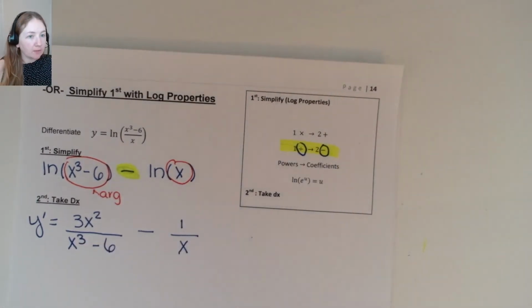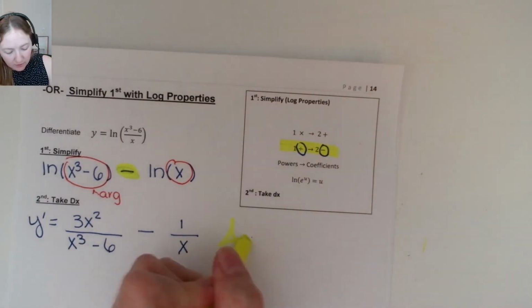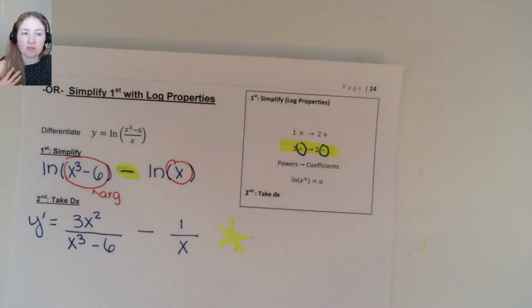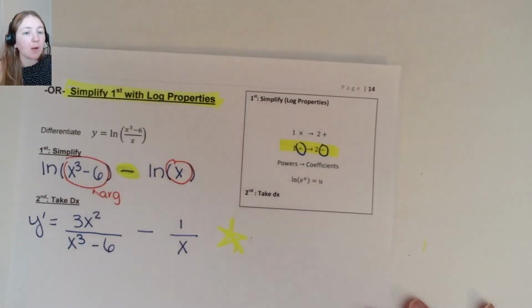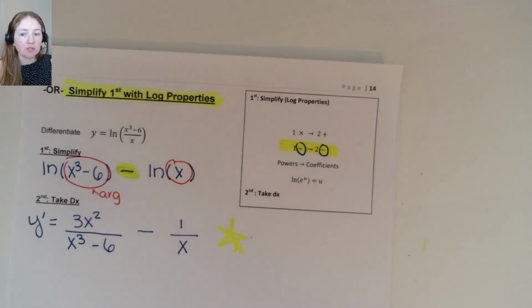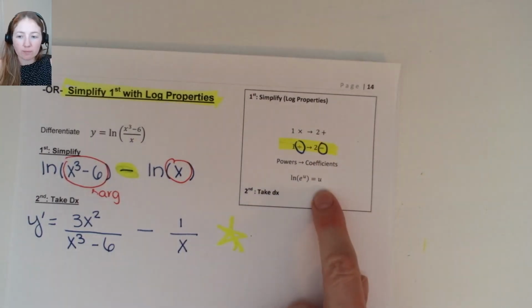Now, you don't need to combine these two terms. This would be your final answer, and that is just a very quick way to solve this rather than going through quotient rule and all of this by using our log properties. So the first thing that we always want to do is, if possible, try to simplify the question using our four main log properties.